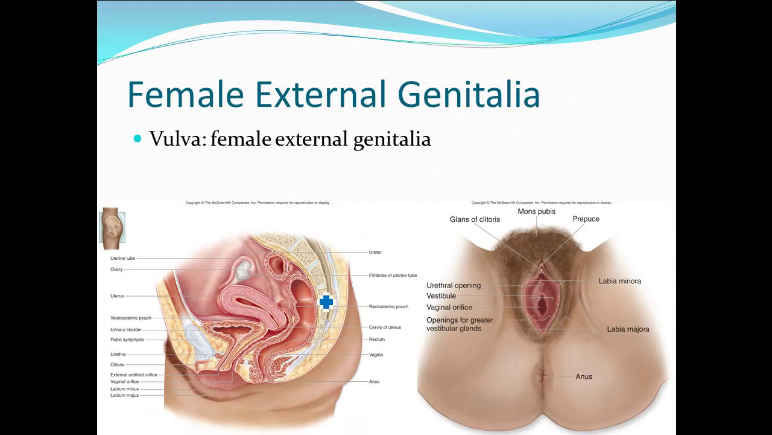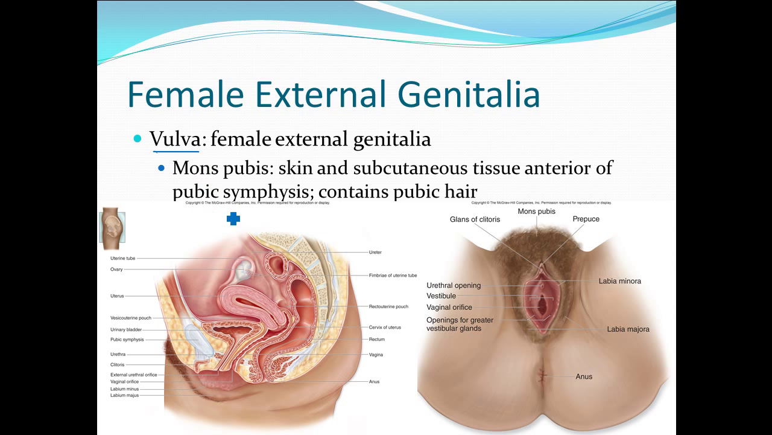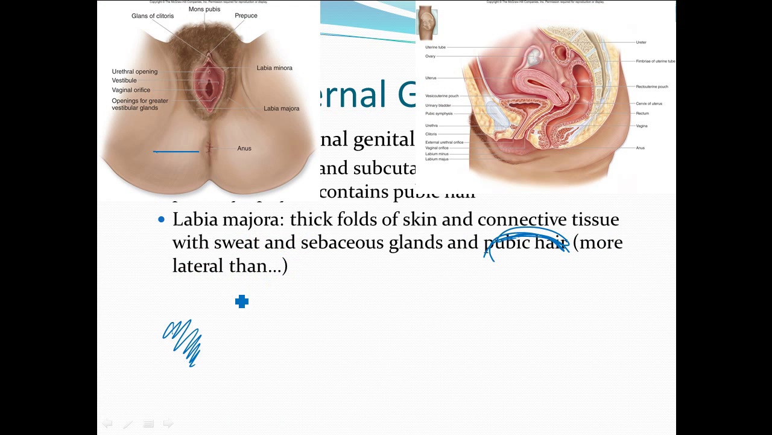Okay, for the external genitalia, it's called the vulva for the female. The mons pubis is this fatty layer on the anterior side. It's made up of skin and subcutaneous tissue, and that's where pubic hair will grow. On either side of the vagina here, it's called the labia majora. It contains sweat glands and sebaceous glands, and pubic hair can also grow here.